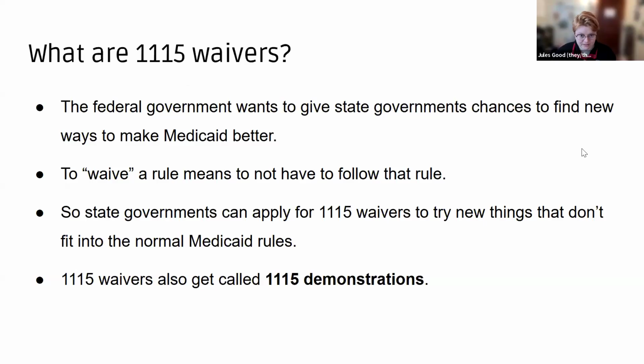So what are 1115 waivers? First of all, what's a waiver? To waive a rule means that you are telling someone they don't have to follow that rule. Now, there are federal rules for how Medicaid programs are supposed to work at the state level, but sometimes states want to try new things or they think that a federal rule doesn't work for the people in their state. And so they can apply for a waiver to not have to follow that rule.